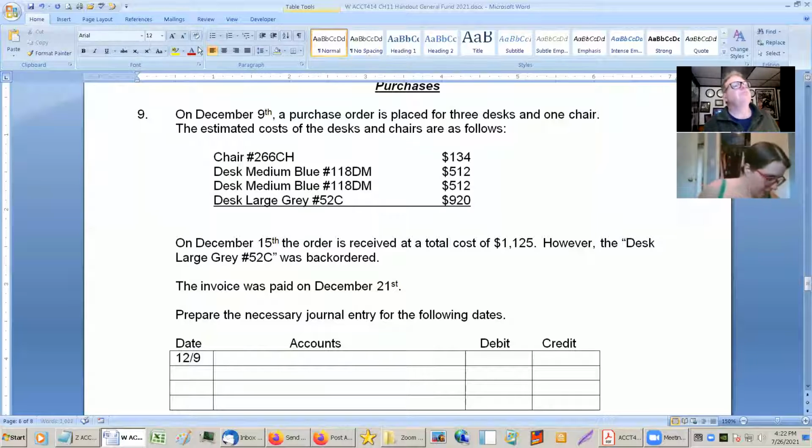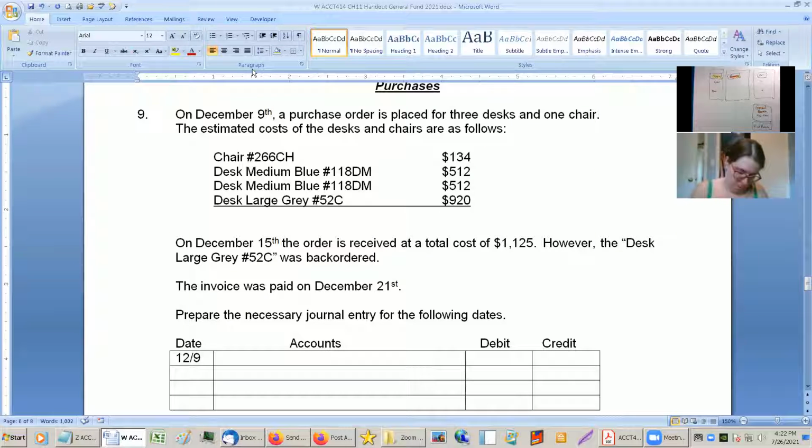Okay, let's see if I brought my calculator, and I did. Let's see. So that would be for $2,078. Much faster.